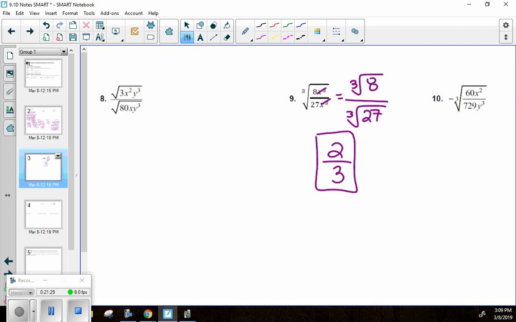Okay? Give me some thumbs up, down. How do we feel about those cube roots? Okay, all right, most of you.